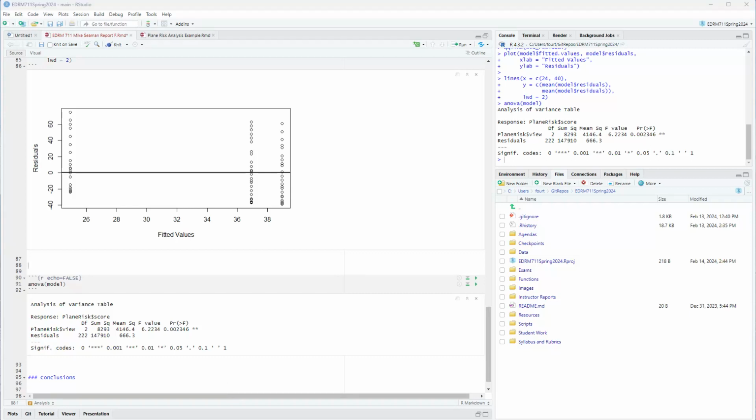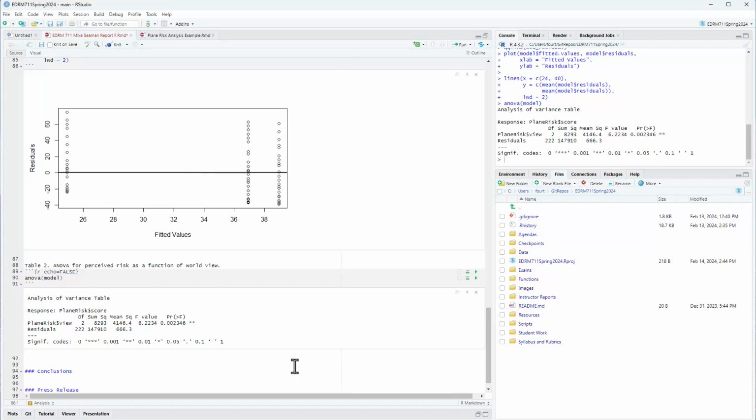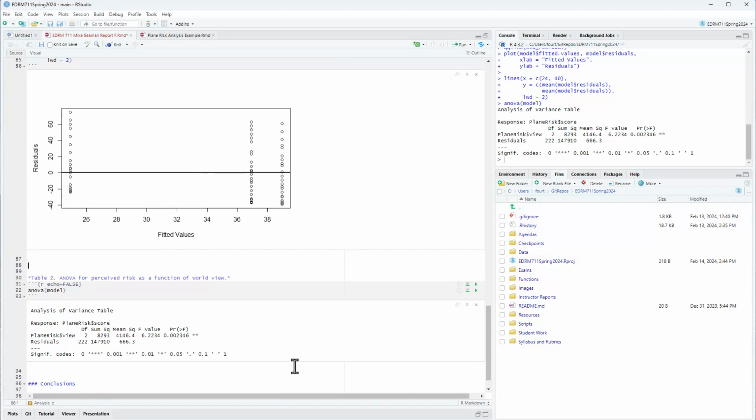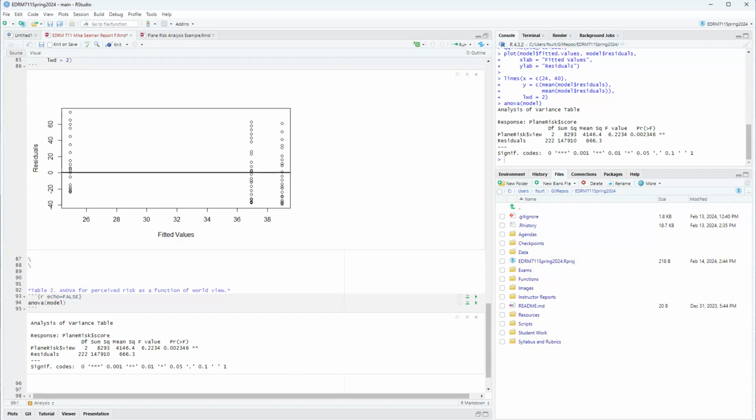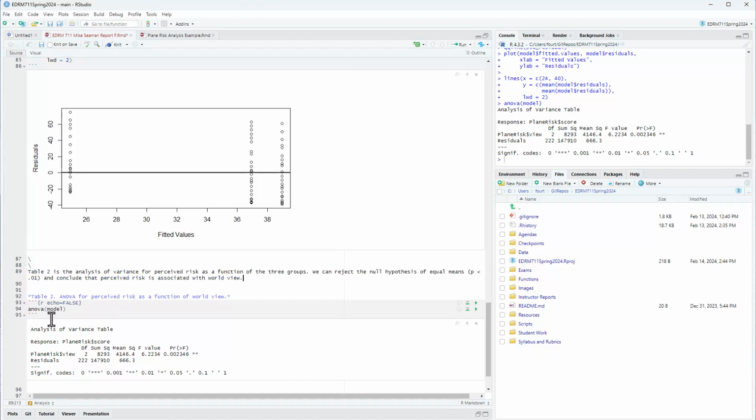This is going to be table 2. Table 1, remember, were my descriptive statistics. This is going to be my inferential statistics, ANOVA for perceived risk as a function of worldview. I'm going to go ahead and put in some narrative about this. And notice how small my p-value is in that ANOVA table. So I'm going to mention that in the narrative.